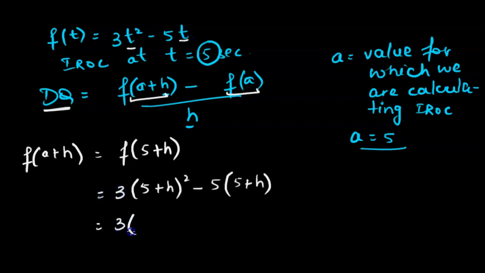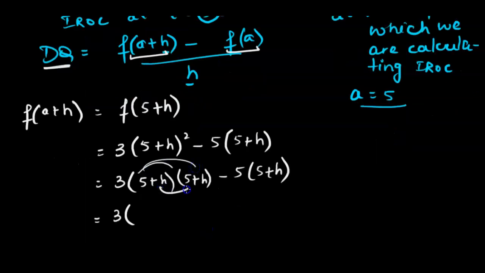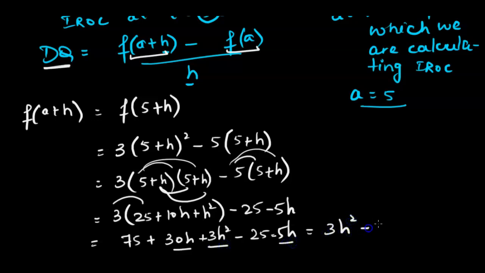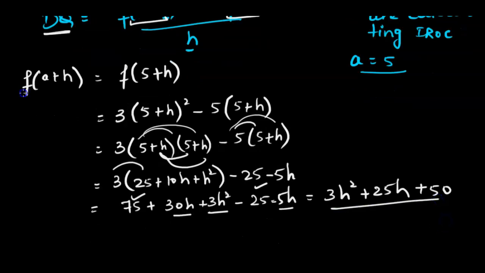How do we solve this? We would write it down 2 times and use the distributive property. When we multiply all this, we get 25 plus 10h plus h square, minus, we multiply this, we get 25, and when we multiply this, we get minus 5h. When we multiply this, we get 75 plus 30h plus 3h square, minus 25 minus 5h. We can collect the like terms, so we have 3h square, plus 30h minus 5h is plus 25h, and 75 minus 25 is plus 50. So this is our simplified equation for f of a plus h.